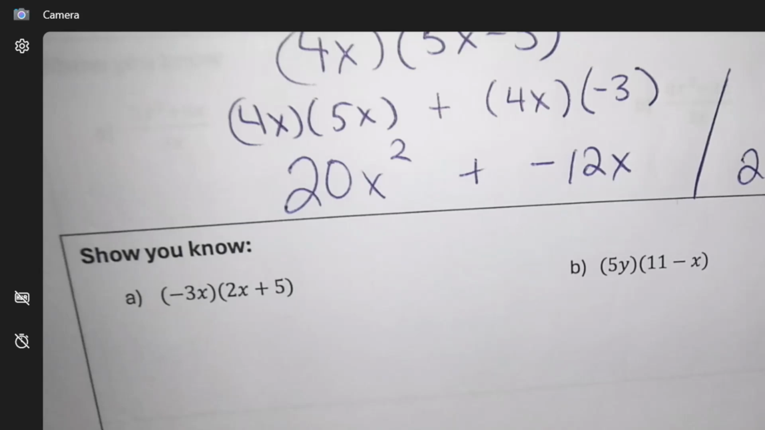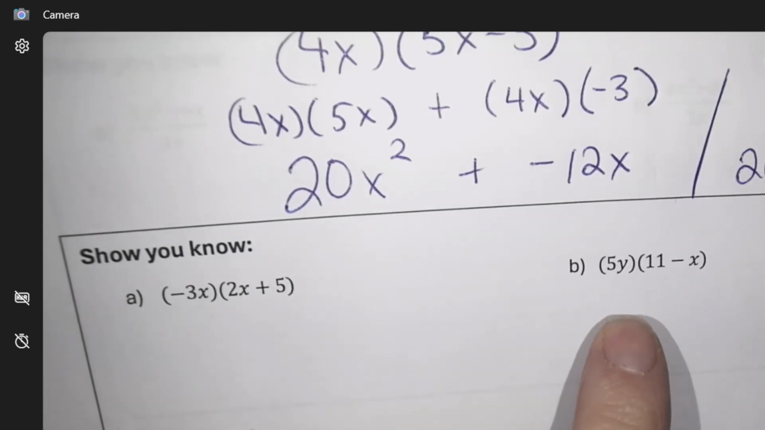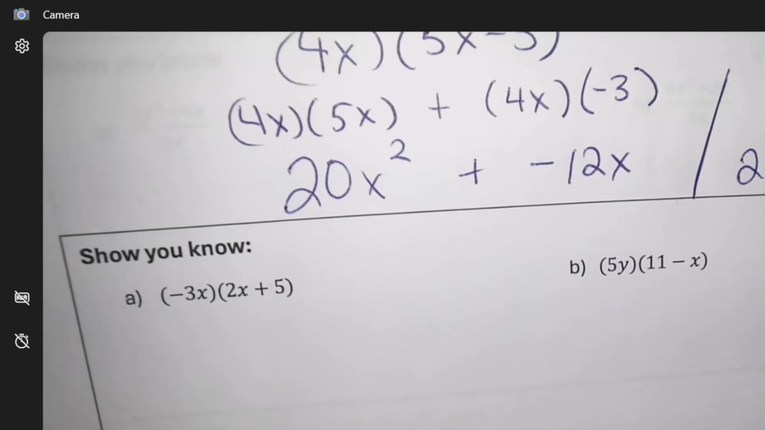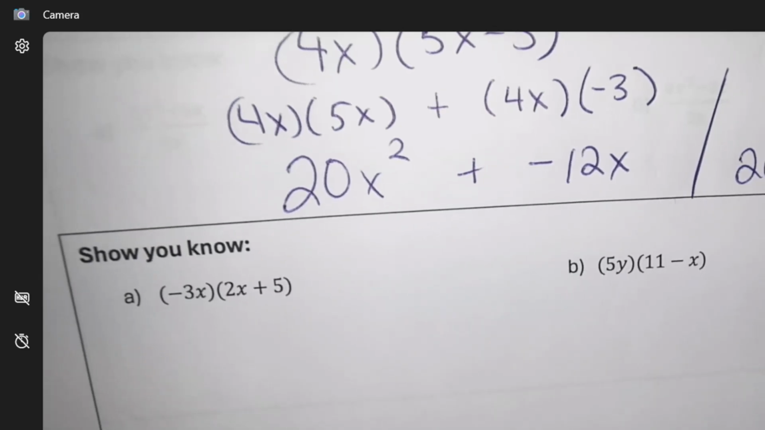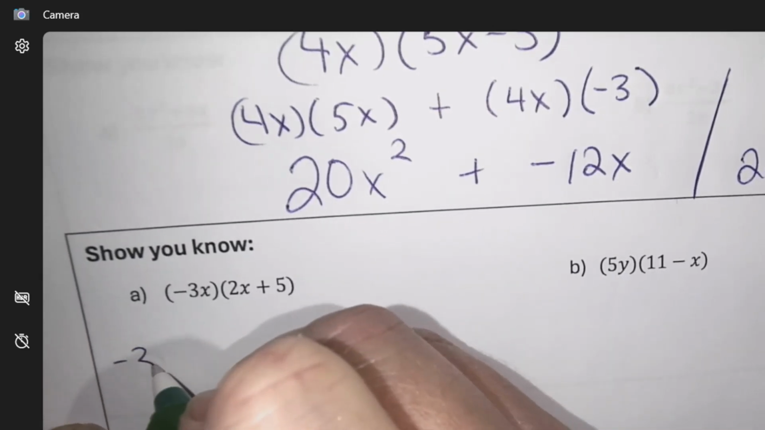I don't feel too sure. What do you do for B if it's an X and a Y? XY. Okay. Yeah. 5 times 11 equals 155. Yep, it's true. Absolutely.